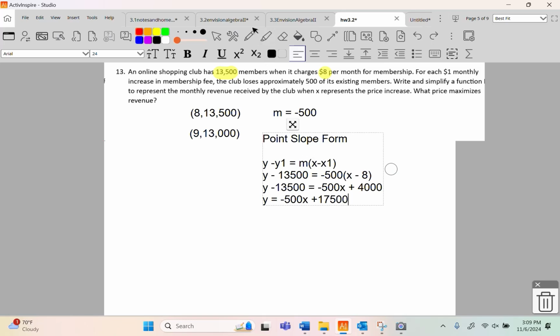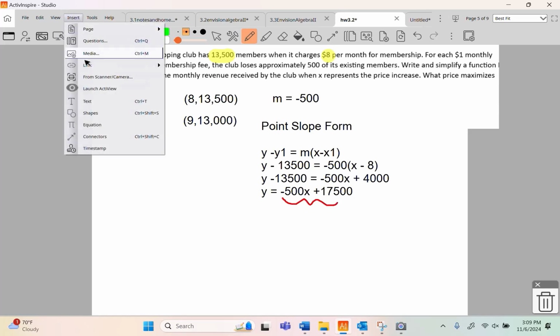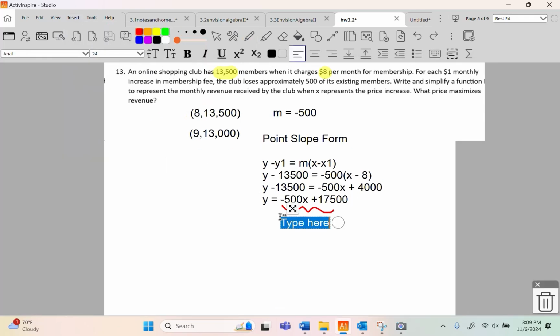Now, this particular equation right here is an equation that represents the change in the number of customers by adding or taking away $1. Turns out if you give everything away, they're only going to have 17,500 customers. But who's going to give away stuff, right?